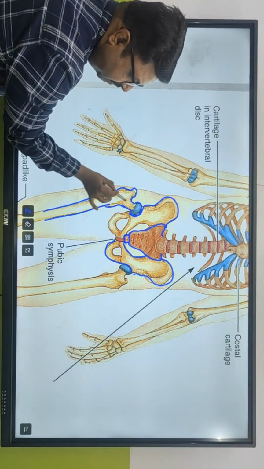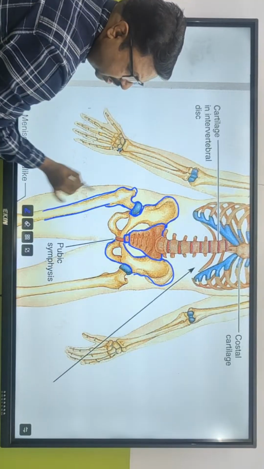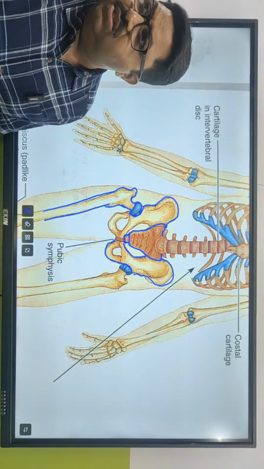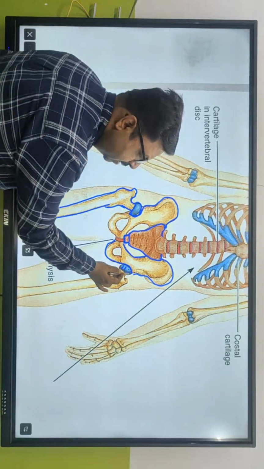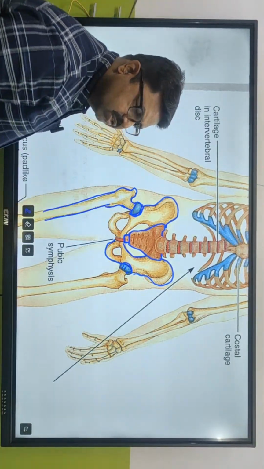Femur. And the head of the femur, they also contain what? What is being shown? Cartilage. What kind of joint is this? I think you know that. Ball and socket joint.